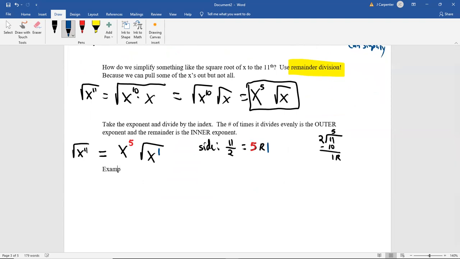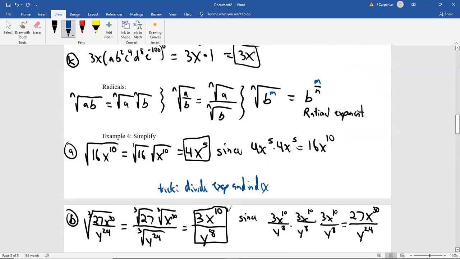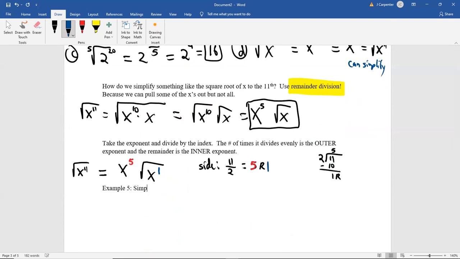So, example. We're going to use that trick to simplify the cube root of x to the, let's go with 26. No, 28, yeah, 26, that's fine. I thought I had 28 written, but it's 26. So I've got to figure out what this is going to be. And I go, well, 26 doesn't divide by 3 evenly, so I need to do the remainder division instead. Otherwise, I've got to figure out how to break this up as a product.